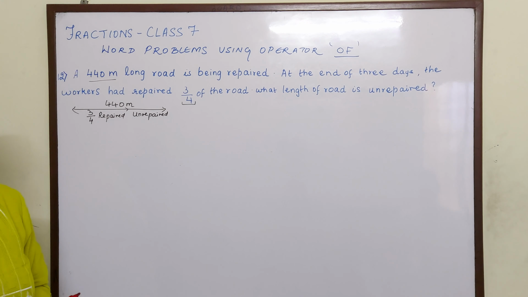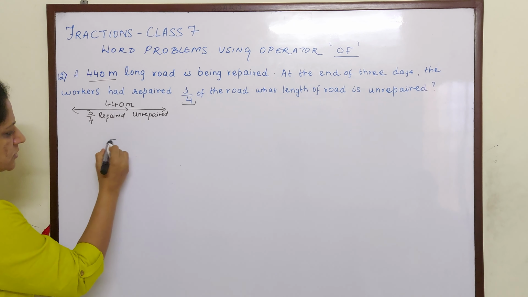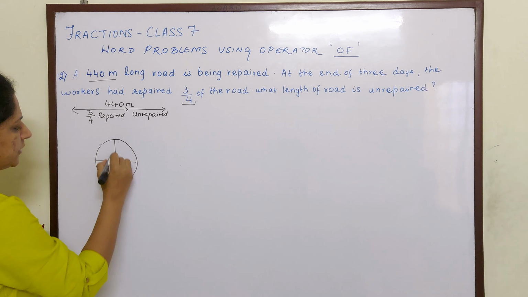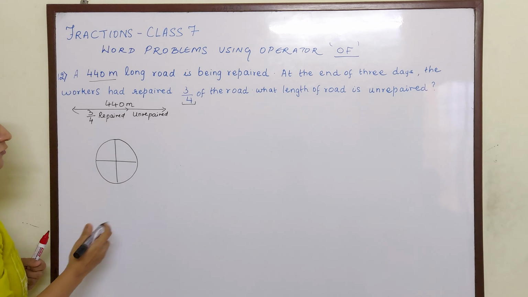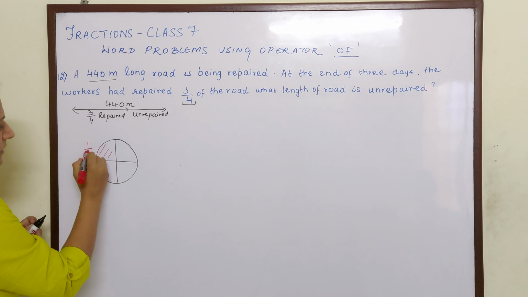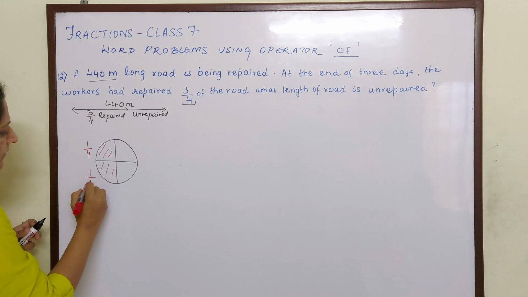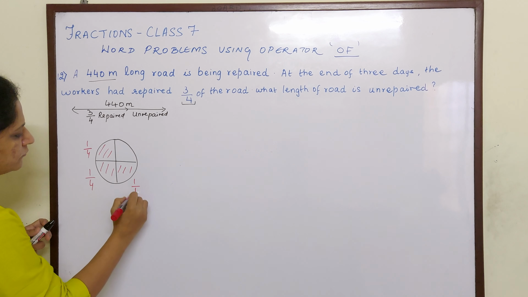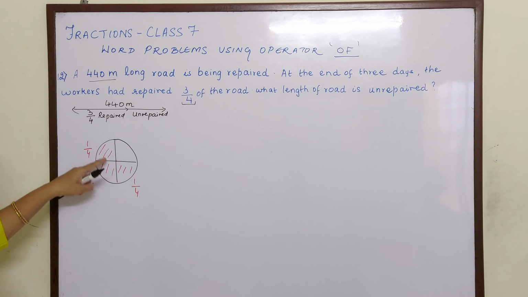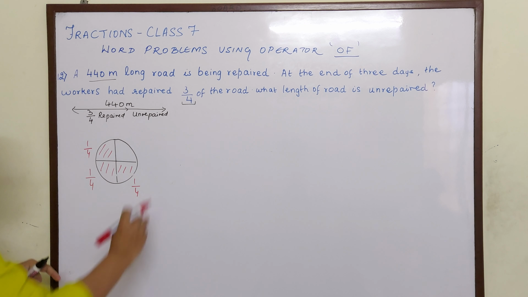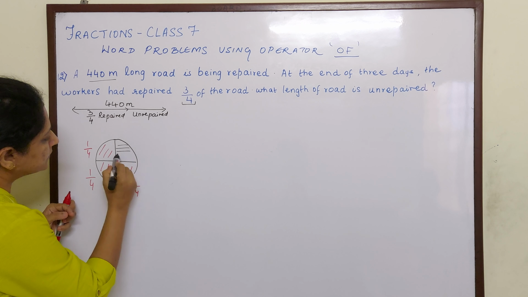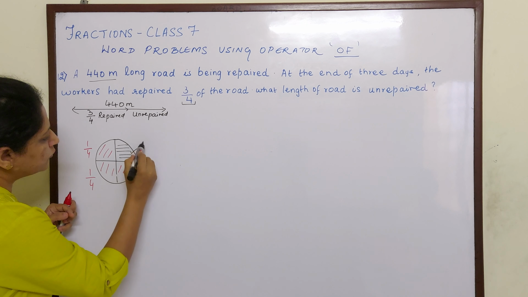And how will we find the fraction? So this is constituting a whole circle. In this whole circle, if I divide it into 4 parts, because the denominator is 4, what is 3/4? 3/4 means 1/4 plus 1/4 plus 1/4. So 1/4 plus 1/4 plus 1/4 is given as 3/4. So this is the repaired part which I have marked in red sketch. Now what is unrepaired? Unrepaired is the black one. So this is 1/4.